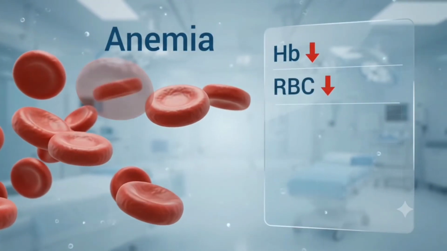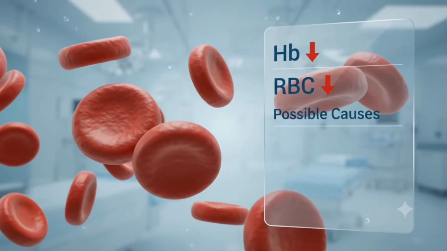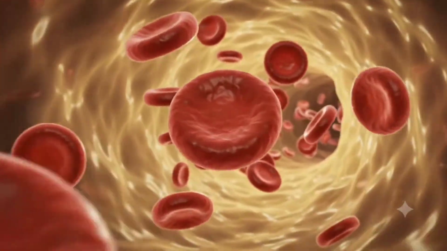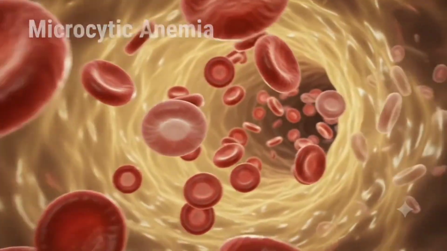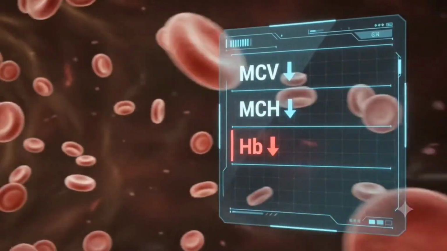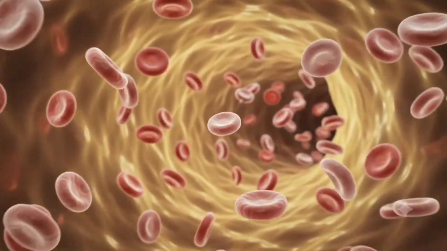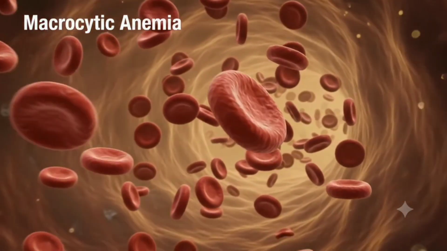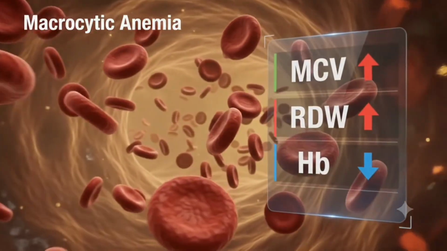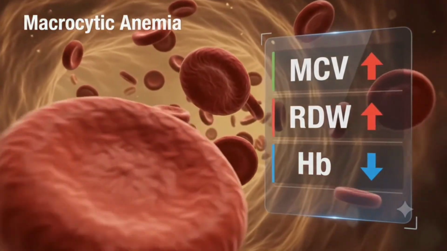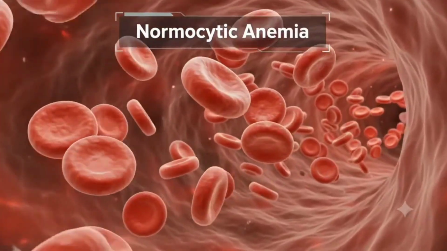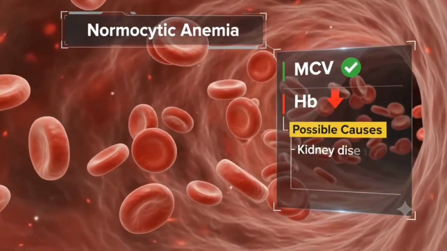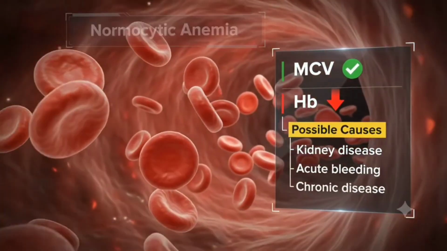Anemia is diagnosed mainly by low hemoglobin and may have many different causes. Small red blood cells usually indicate microcytic anemia, commonly caused by iron deficiency. Large red blood cells usually suggest vitamin B12 or folate deficiency. Normal-sized red blood cells with low hemoglobin suggest normocytic anemia.